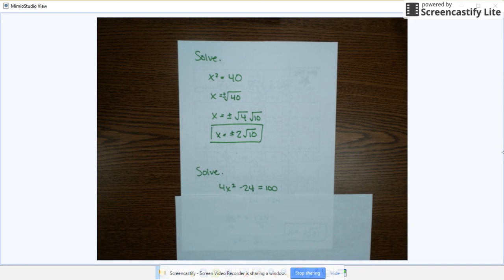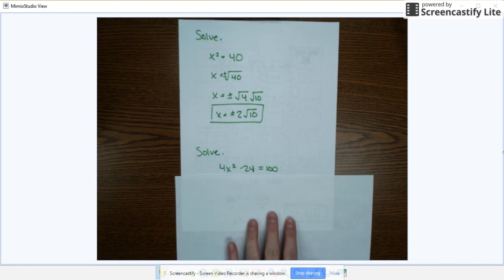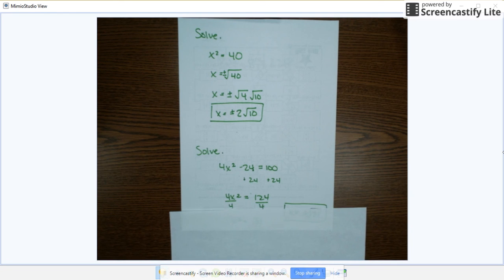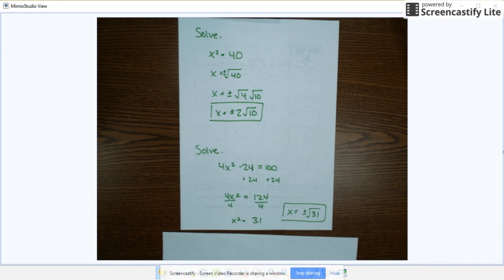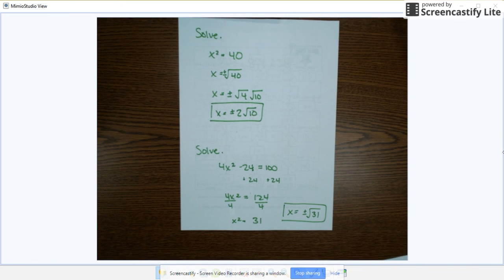Okay, 4x squared minus 24 equals 100. Add 24, divide by 4. That gives you x squared equals 31. Take the square root. 31 is a prime number, so we don't have any perfect squares that would go into it, so just leave it as plus or minus root 31.